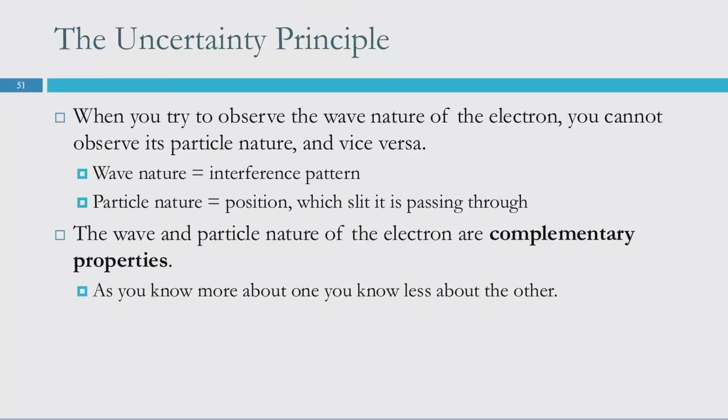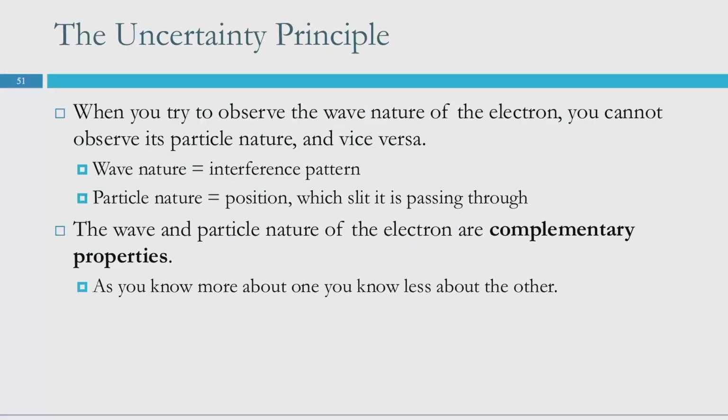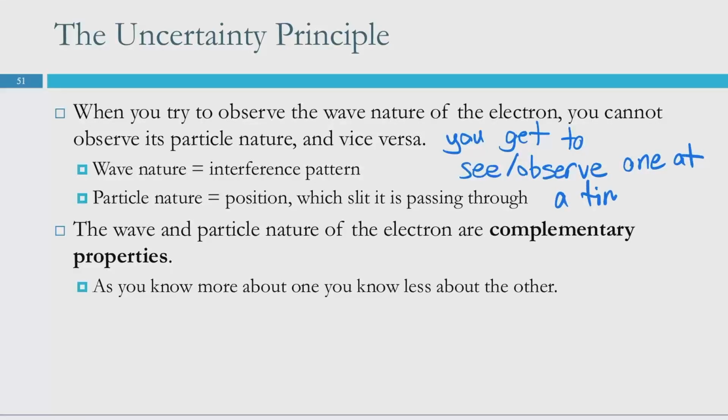We also have an uncertainty principle. So with electrons, if you try to observe the wave nature, you cannot observe its particle nature. If you try to observe its particle nature, you can't observe the wave nature. It's sort of a Dr. Jekyll, Mr. Hyde situation. You get to observe or see one at a time. You can see the man or you can see the monster. I don't know which of these would be the man or which would be the monster.